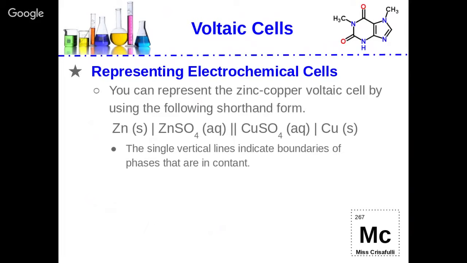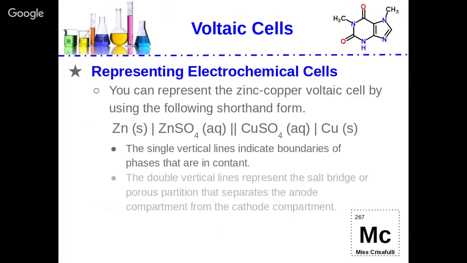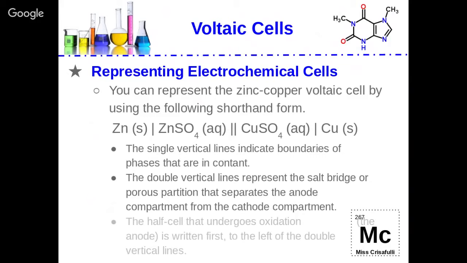The zinc and the zinc sulfate are going to be in one beaker. The copper and the copper sulfate are going to be in another beaker. The double vertical lines represent the salt bridge or porous portion that separates the anode compartment from the cathode compartment. And the half cell that undergoes oxidation, or happens at the anode, is written first, to the left of the double vertical line.